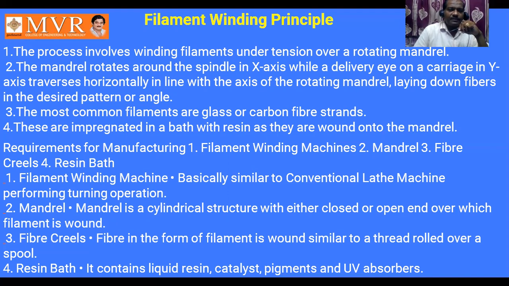Fiber is a form of filament, wound similar to a thread rolled over a spool. So fiber is like a thread which can be rolled on a pipe. The resin bath contains a liquid resin, catalyst, pigments, meaning colors, and UV absorbers, so that whatever the required color, required resin quantity, and the sterilization process can be done in this resin bath. These are the four components we need.